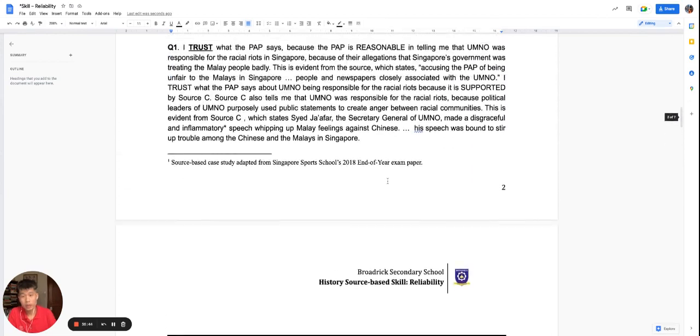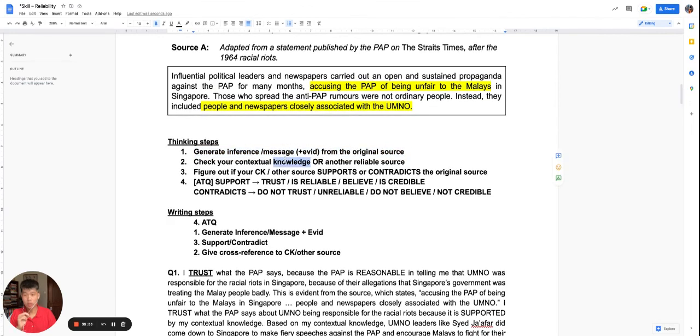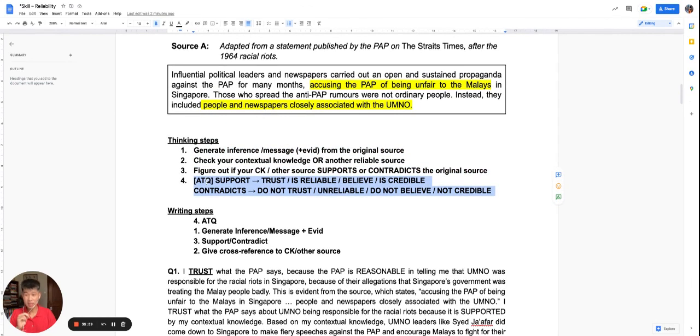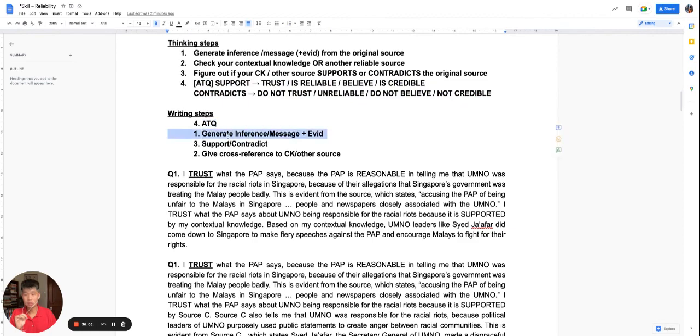Okay, I've taken up quite a bit of time. I'm done with the lesson. I just want you to go back to this part. And remember that even though your thinking steps are first, you find the inference of the source, you check your knowledge, you see if it support or contradict, and then you ATQ. Even though these are your thinking steps, when it comes to writing, make sure you write the ATQ first, then the content inference, then you figure out support or contradict, and finally, you do the cross-reference. Okay, that's the end. That's the lesson on reliability.